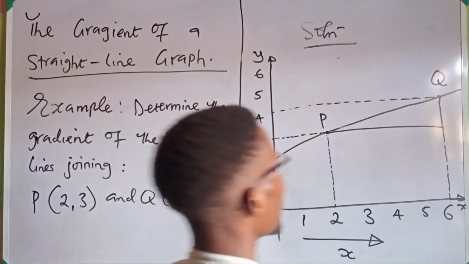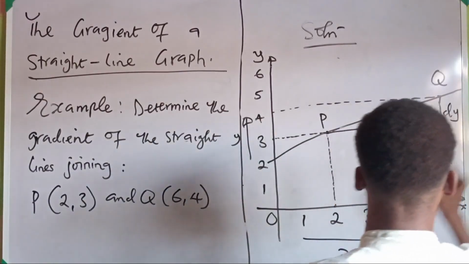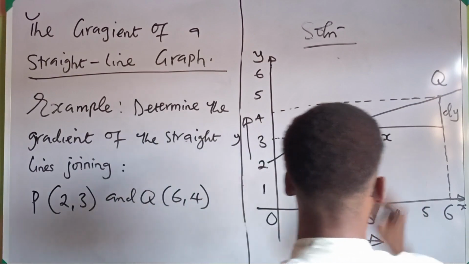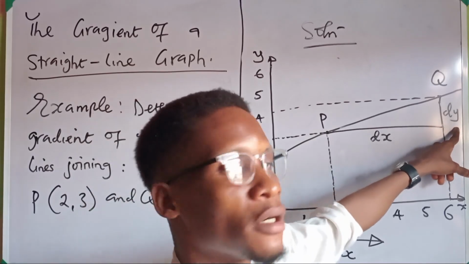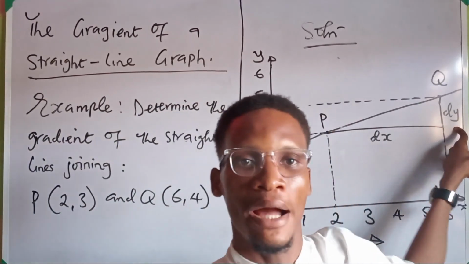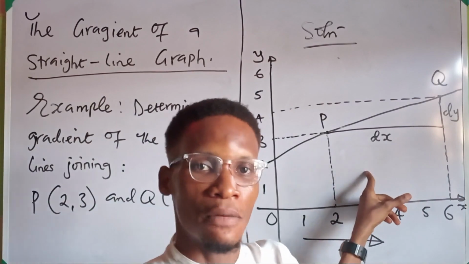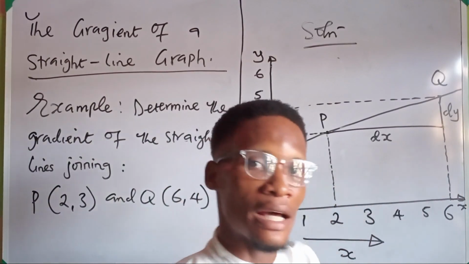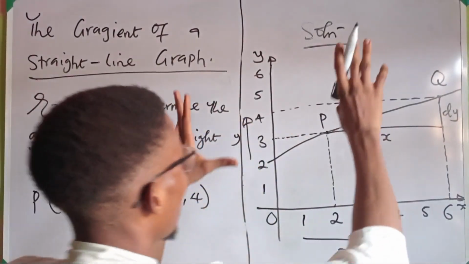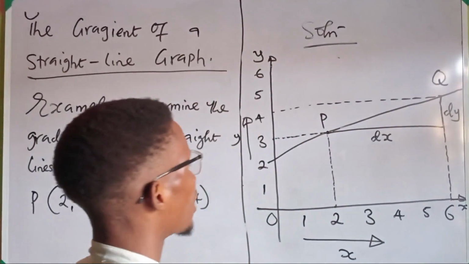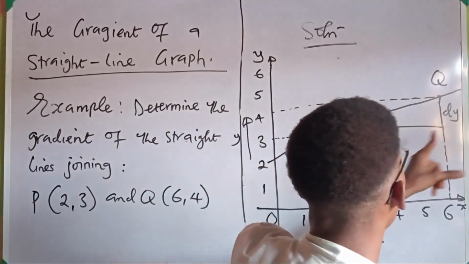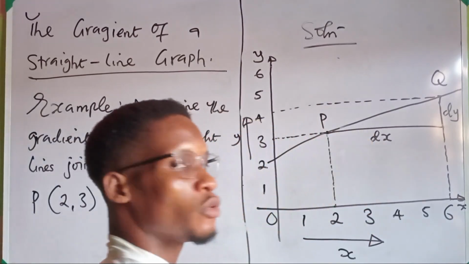Now we can call this the change in y and this the change in x. The change in y represents the changes on the Y axis, while the change in x represents the changes on the X axis. This is how you plot your graph. How do you get the gradient now? The gradient of this graph should be the change in y over the change in x. That should be the gradient.